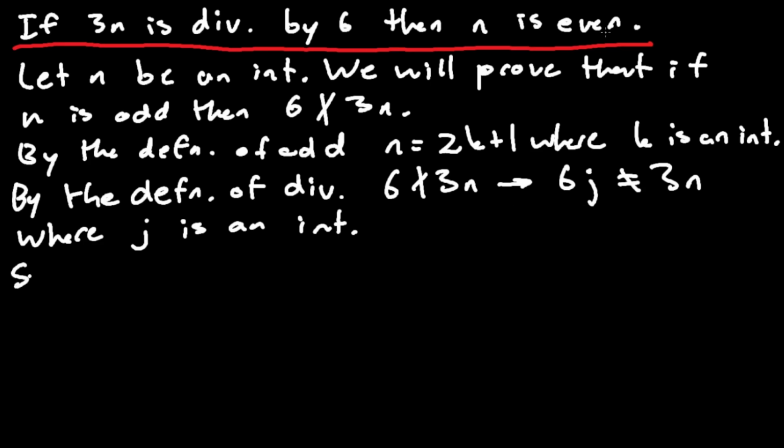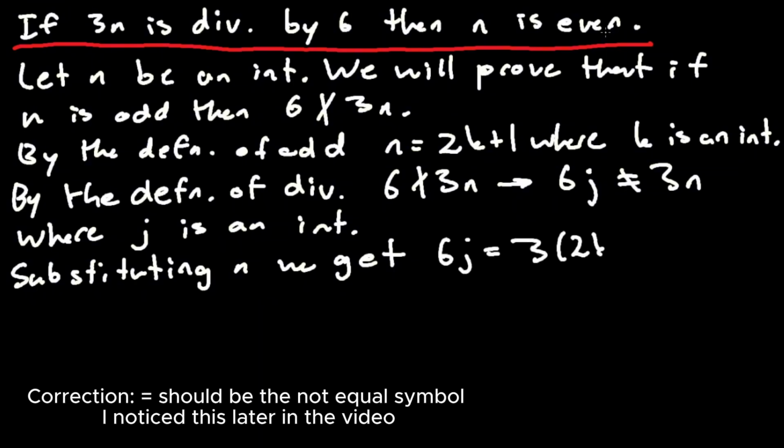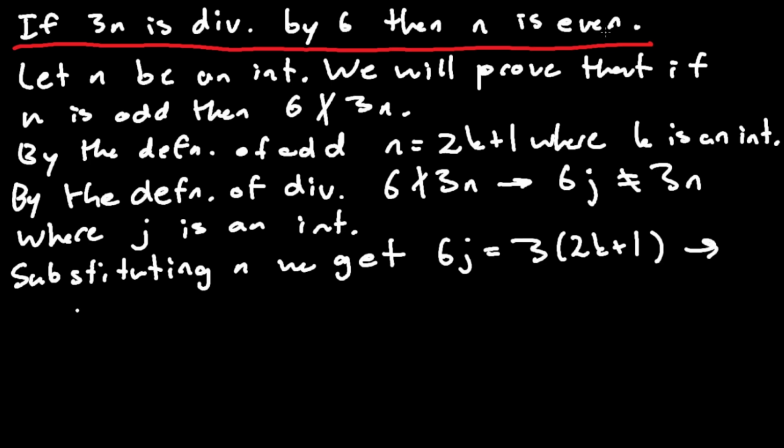All right, now that we have this, we can substitute n. So substituting n, we get 6 times j is equal to 3 times 2k plus 1, and this becomes 6 times j is equal to 6k plus 3. Sorry. All right, well, here's the thing, these will never work. There's no arbitrary integer j and k that can make this work. As long as j and k are integers, this equation can never hold true.